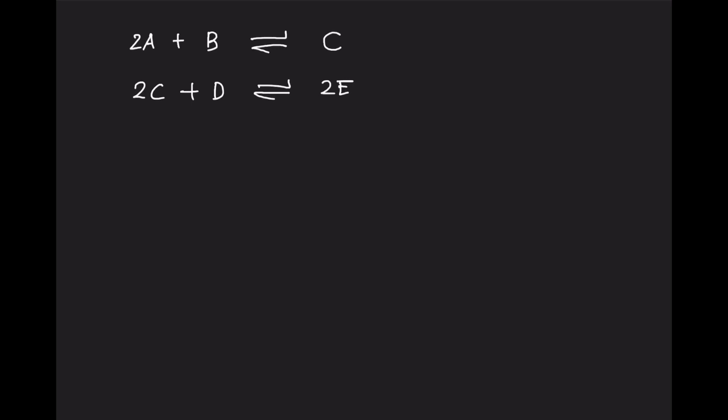For every equilibrium reaction, you will have the value of K, or the equilibrium constant. In this case, we have two different reactions, and the first reaction has the equilibrium constant of K1, and the second one has equilibrium constant of K2. If we add up this reaction, then we have to multiply the K. So K1 multiplied by K2.